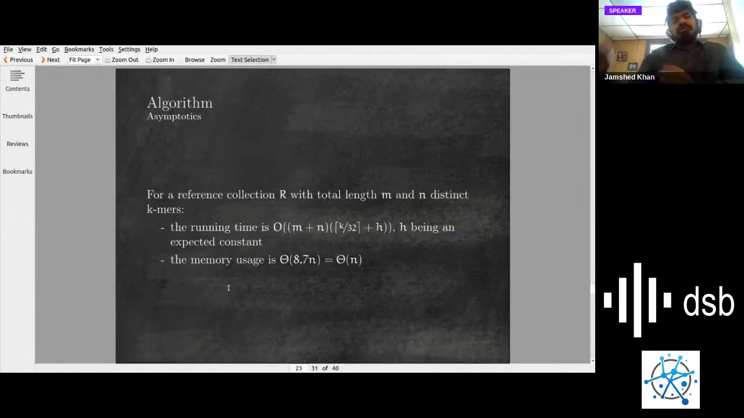So to give the asymptotics, if our set of references has a total length of m and there are n distinct k-mers, then the running time is loosely bounded by m plus n times k over 32 plus h, where h is an expected constant, and the memory usage is 8.7 times n, where n is the number of distinct k-mers. So we are using roughly a byte per distinct k-mer.